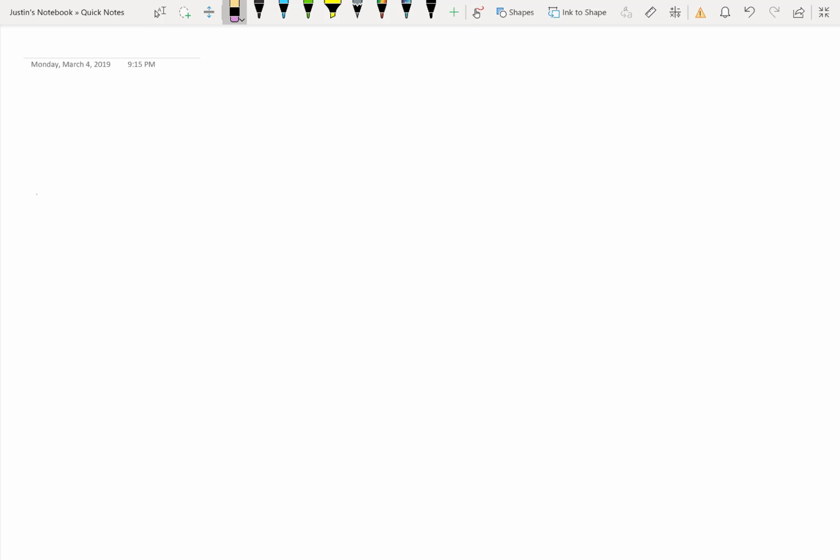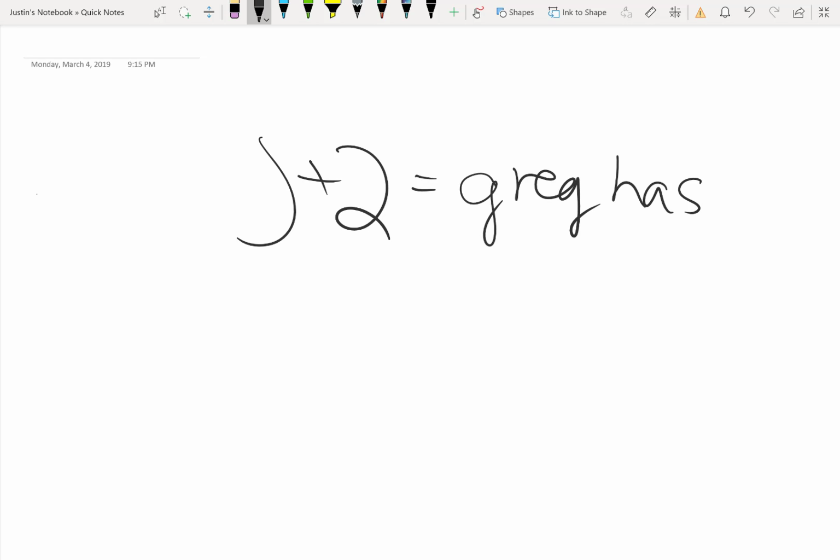It says let J represent Jeff's money in dollars. So if you look at the expression, since it says that he has 2 more dollars and J is Jeff's money, and we're wanting to know Greg's money, it says J plus 2 in the expression. All right, so this is how much Greg has. It's Jeff's money plus $2 because it says Greg has 2 more dollars. So then when it says evaluate the expression, if Jeff has $12, that means J would represent 12. So 12 plus 2, and that equals 14.